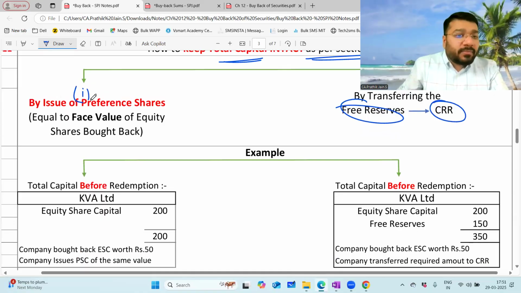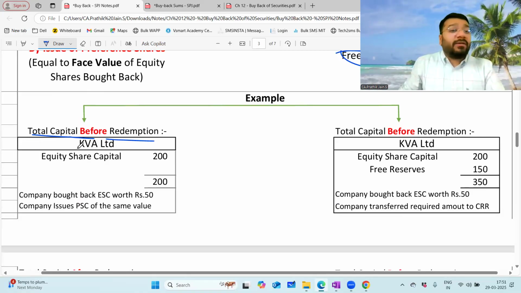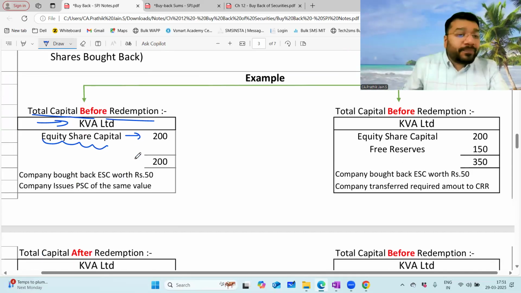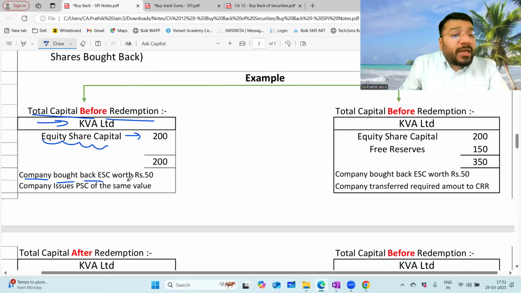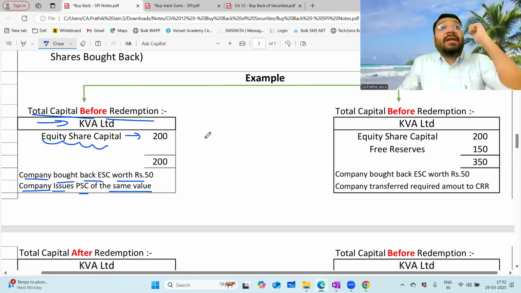First method. In the first method, the total capital before redemption, let's have a look at it. This is the balance sheet of KVA Limited. Equity share capital is how much? 200 rupees. Now, the company bought back equity share capital worth 50 rupees. For this purpose, they need funds, and for that, the company has issued preference share capital of the same value. So can you please tell me, for issuing the preference share capital, what entry did the company pass?